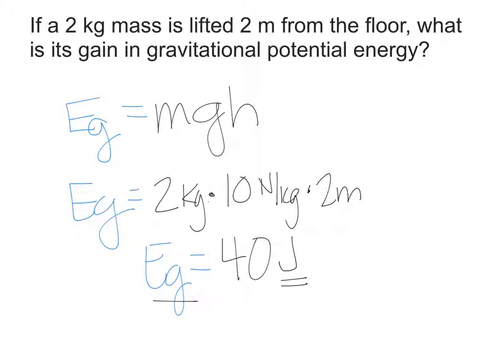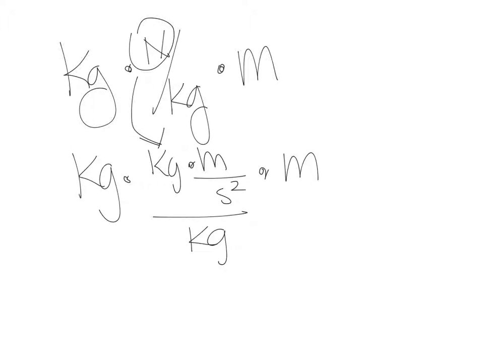If you're curious about how we get joules from these units, let's talk about that briefly. In the previous problem, we had these units, kilograms times newtons per kilogram times meters. Remember that a newton is equal to a kilogram times a meter per second squared. That's over kilograms. And then that's, again, times meters. So we just substituted in for the newtons here.